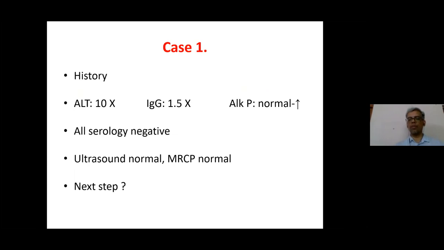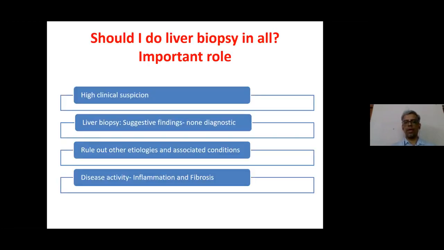The ultrasound was normal. MRCP was done because she had an elevated alkaline phosphatase. So what's the next step? Should I do a liver biopsy and all? This is a very important and a pertinent question which everyone asks.